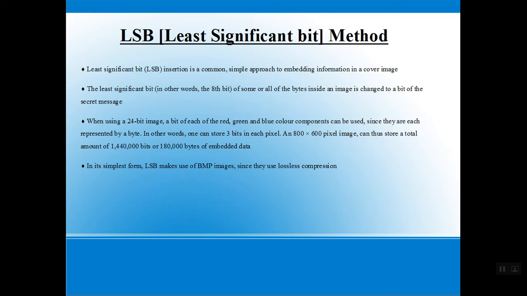An 800 by 600 pixel image can thus store a total amount of 1,440,000 bits or 180,000 bytes of embedded data. In its simplest form, LSB makes use of BMP images since they are lossless compression.